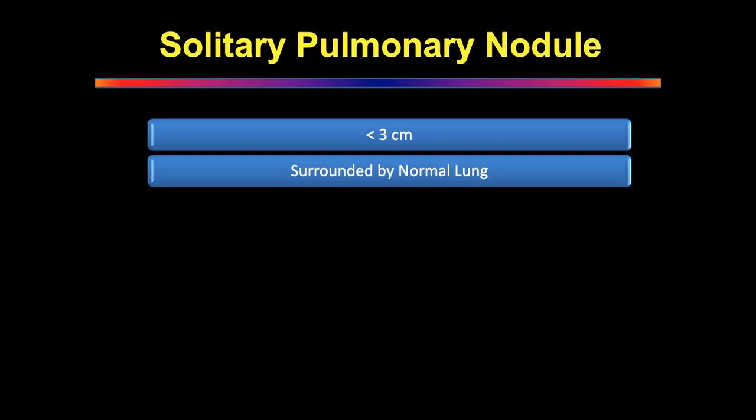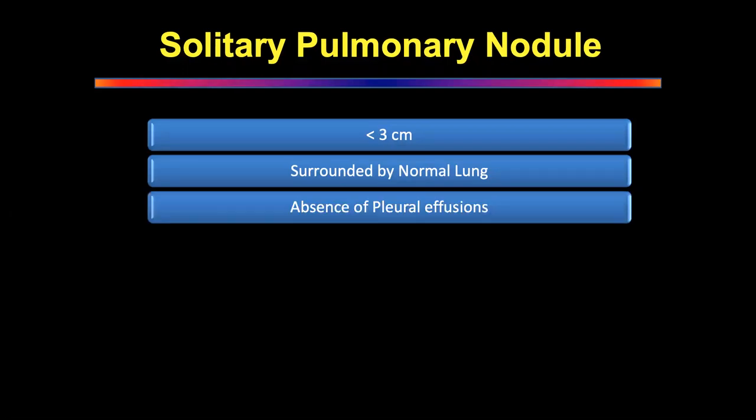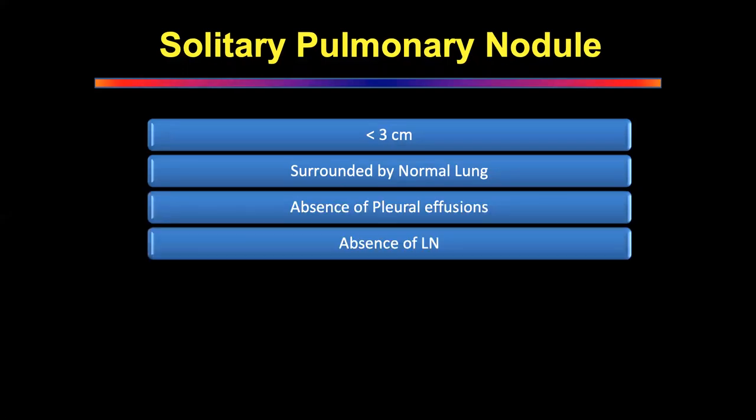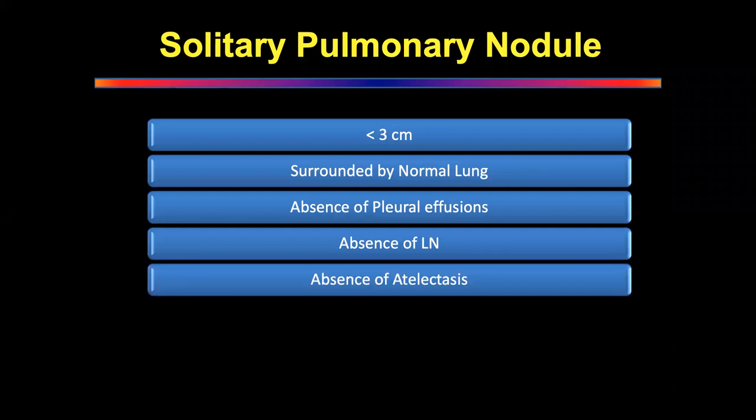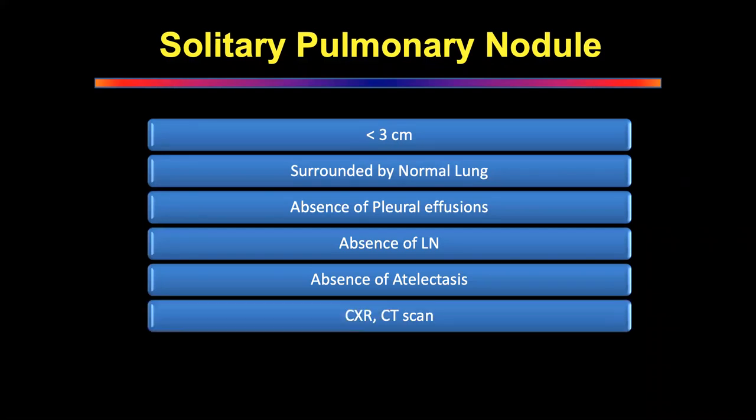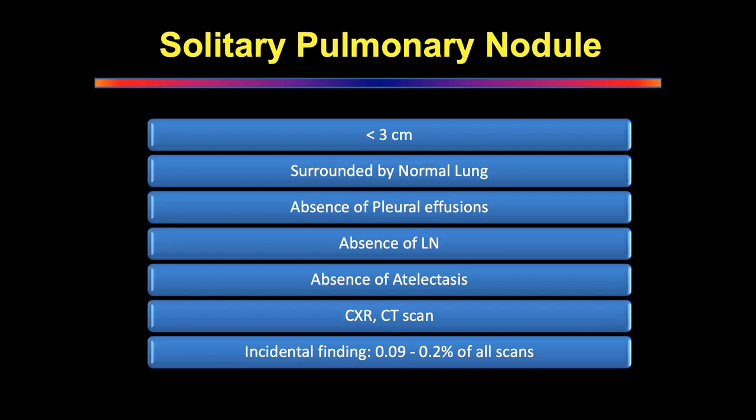Simran, what is included in the definition? Sir, there should be no associated pleural effusion, no associated lymph nodes, no associated atelectasis, and it should be incidentally detected on an X-ray or a CT scan. Yes, very good. So this is the definition. I want you to know this by heart, and please tell it to me by heart.